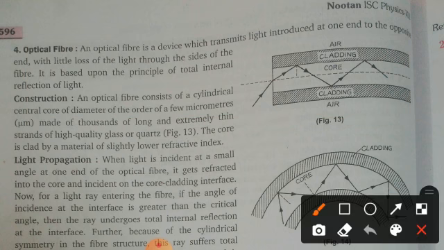So this is the figure of the optical fiber. It is based on the principle of total internal reflection. It is based upon the principle of total internal reflection of light. You can see the construction also here in figure number 13.